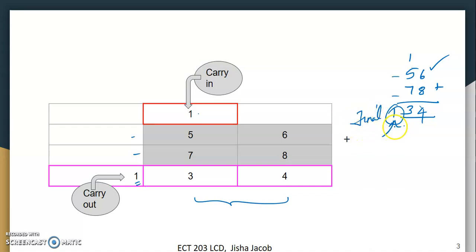Okay, so officially we call this guy the carryout. That is why I have marked only this one as a carryout. I have not marked this one as a carryout. Okay, so that's how we do addition.